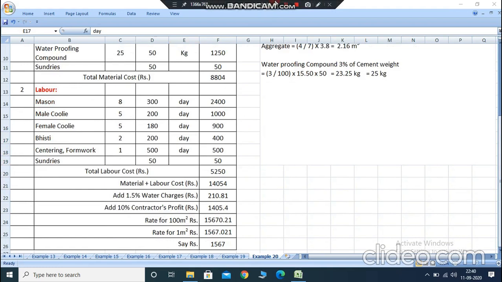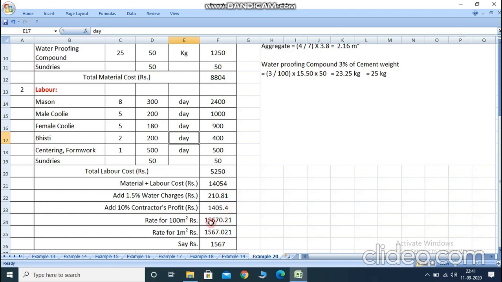Now the summation of 8804 plus 5250, we got the final answer for material plus labor cost, which is 14,054 rupees. Now add 1.5% water charges. So here 14,054 rupees multiplied by 1.5%, we got the answer 210.81 rupees. And add 10% contractor profit. So here 14,054 multiplied by 10%, we got the answer 1,405.4 rupees.